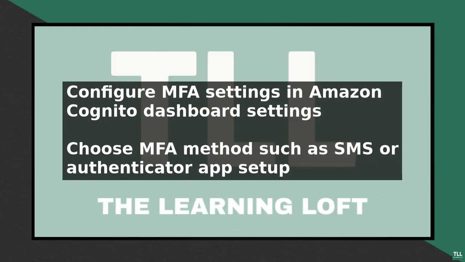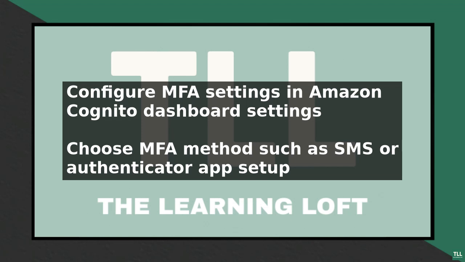To enable MFA for your users, you need to modify your authentication flow. Use the Amplify Auth API to send a verification code to the user's phone or generate a QR code for Authenticator app setup. Then, verify the code or QR code scan to complete the MFA setup.